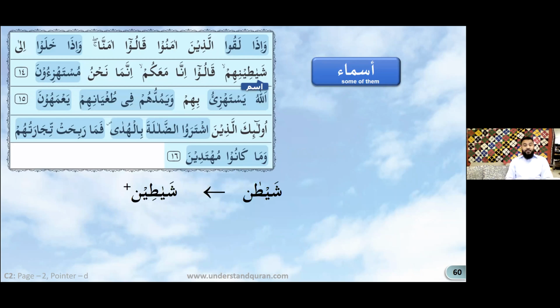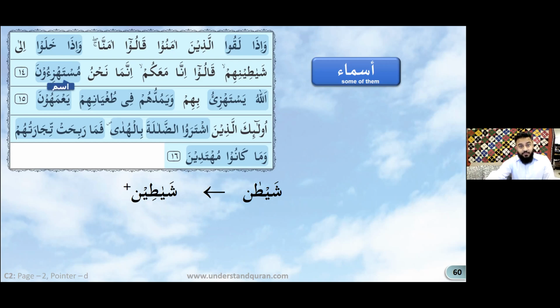So remember here, the idea is that we're going to go over the singular and the plurals. So shaitan, the evildoer, is a singular. Shaitan is one evildoer. And how do we have the plural? Shayateen. Shaitan is one. Shayateen is the plural, evildoers. Alhamdulillah.